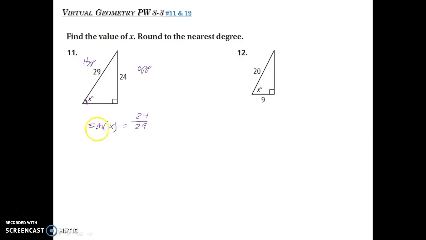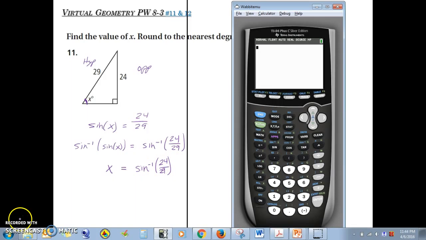So, in order to find the angle, we can do the inverse sine. The inverse sine of sine of x, the inverse sine of 24 over 29, so I'm just taking the inverse sine of both sides. The inverse sine of the sine of x is just x. And x equals the inverse sine, or arc sine, of 24/29. And thanks to the magic of technology, we can do the inverse sine of 24 over 29.